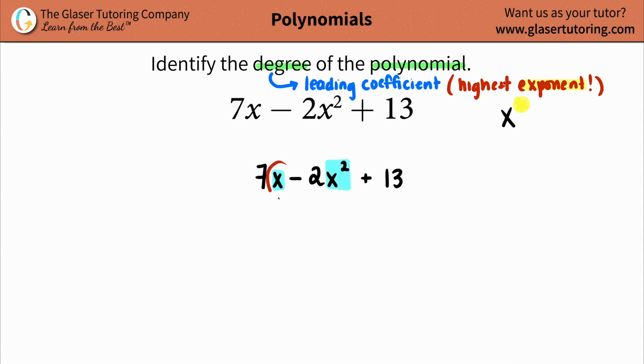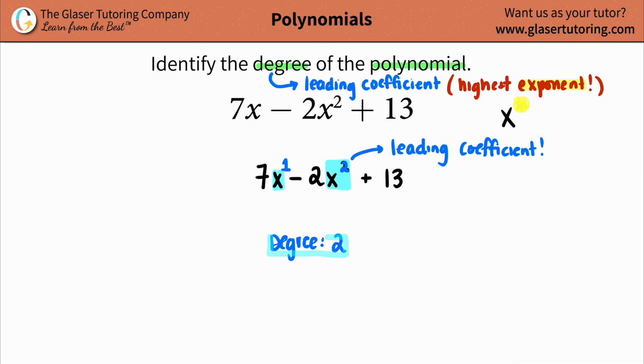Anything that's just an x, right? This is just raised to the first. And here, the x is raised to the second. Which one is the leader? The highest one. This is the leading coefficient. And if you just found out the leading coefficient, you know what the degree is because it's the same number. So in this case, yeah, you got it right. The degree is second degree, or you could say it's a 2. Either way is fine with me.